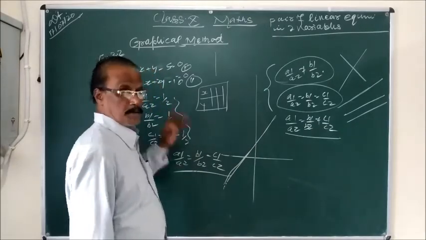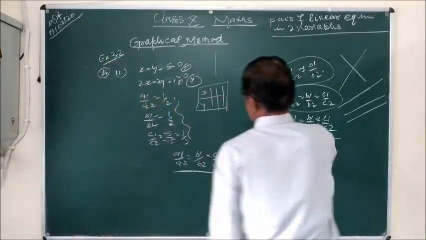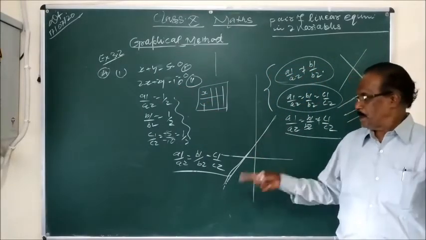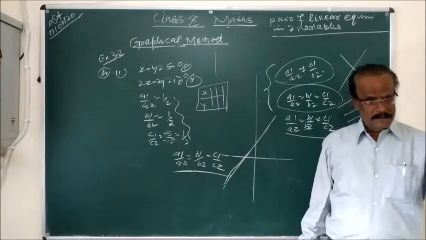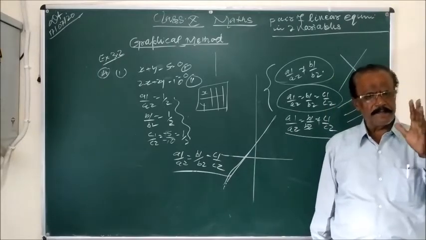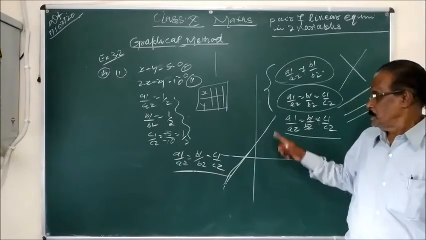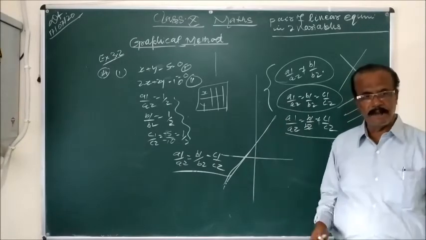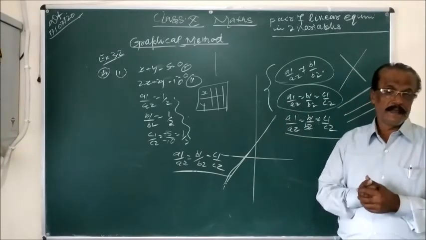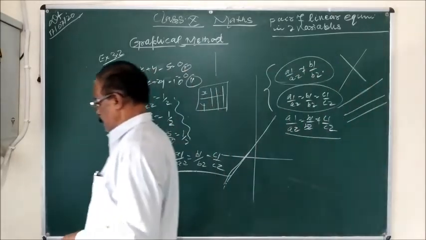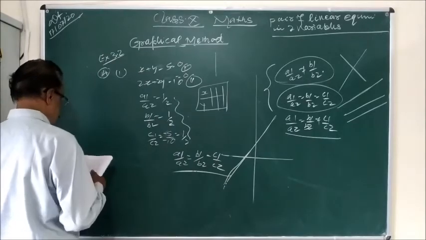Similarly, you repeat the same process for the second equation, and you will get another line. And since this is the condition, it is 100% sure the lines will be coincident. So the two lines will be lying over each other, and this is the graphical representation of the given equation.